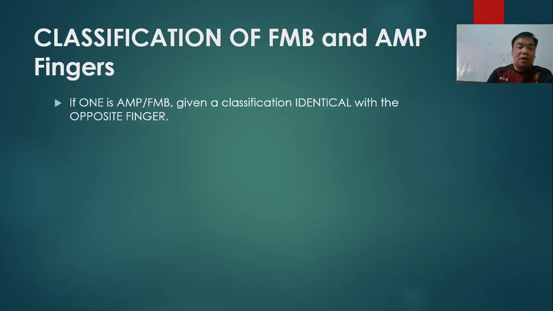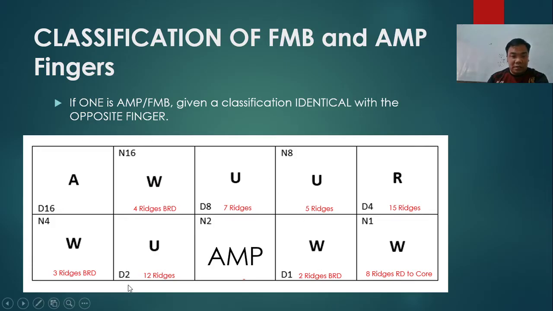First, if one finger is amputated or missing at birth, give it a classification identical with the opposite finger. Take note of that. Considering that this is the ten prints, and you have an amputated left middle finger, whatever classification or ridge counting you can derive from the opposite finger shall be considered the same as that of the finger which is amputated or missing at birth.